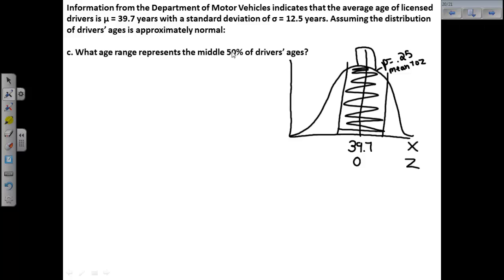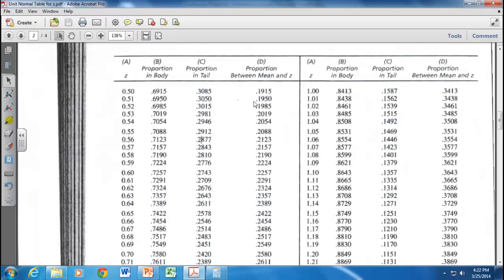Half of that middle 50%, or half of that 0.50, is 0.25 here, 0.25 here as well. So you can find the z-score that corresponds to a p of 0.25 from the mean to z, take the positive version of that and the negative version of that, and then find your x-scores that correspond to those. So let's go ahead and go to the table and find p equals 0.25 between mean and z.